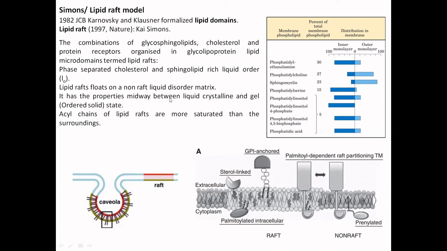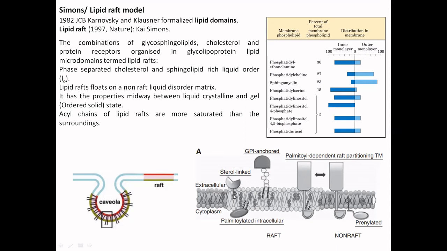So it has properties midway between the liquid crystalline and the gel or ordered solid state, and the acyl chains of lipids are more saturated than the surroundings. Physically or visually, the lipid rafts are of two types. One is the caveolae, another is the planar raft. And in the raft area, there is a palmitoylated intracellular lipid, there is a sterol linked lipid, and there are GPI anchored lipids. So this is the microdomain where the functions are executed.